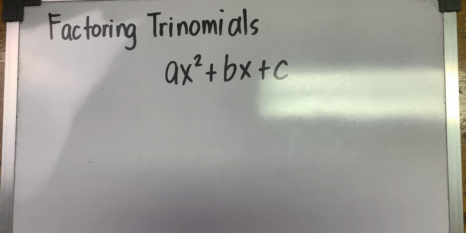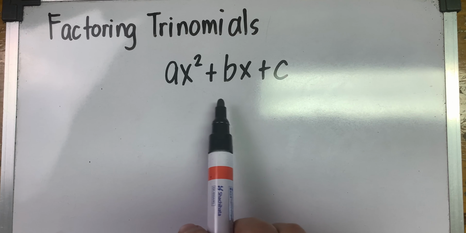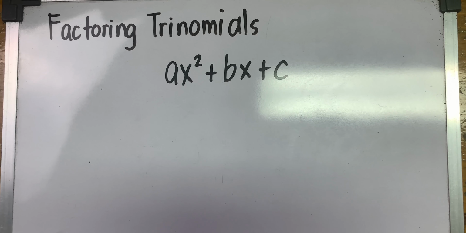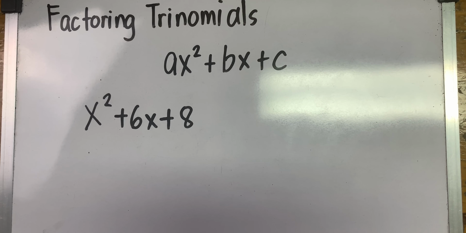Ngayon, pag-aaralan natin ang factoring trinomials, factoring quadratics in the form of ax squared plus bx plus c, where ang a yung coefficient ng x squared, b is ang coefficient ng x at yung c yung constant. Okay, halimbawa, meron tayong quadratics na x squared plus 6x plus 8. Ang a natin dito is 1, ang c is 8.